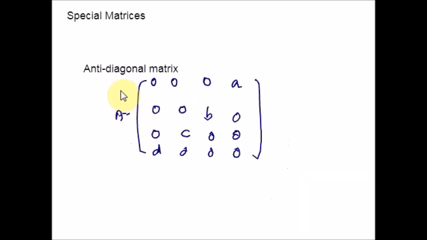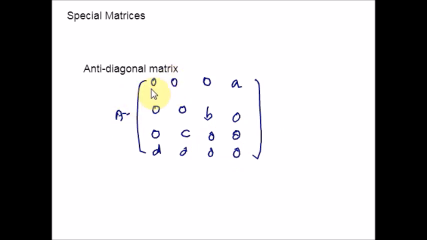Here is the next special type of matrix. The name is anti-diagonal matrix. Anti-diagonal is the diagonal of a matrix starting from the lower left corner to the upper right corner of the matrix. An anti-diagonal matrix is a matrix where all the entries are 0 except the anti-diagonal. I have written an example. You can notice that only this diagonal will have numbers other than 0 and all these other entries are 0. This is called an anti-diagonal matrix.